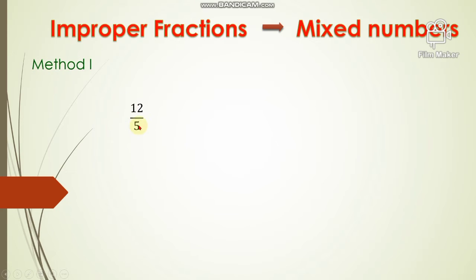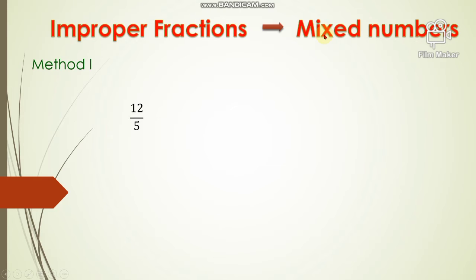Here I took one fraction. If you look at the numerator and the denominator, you can see 12 is in the numerator and 5 is in the denominator place. If you compare these two, you know that the numerator is larger than the denominator here, so this represents an improper fraction. Now we are going to convert this one into a mixed number.